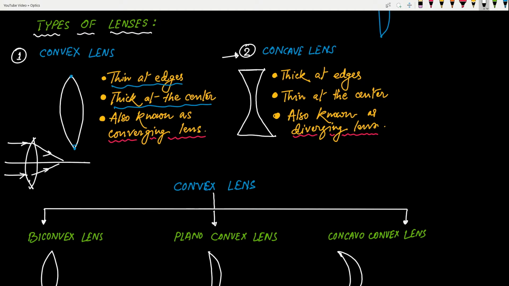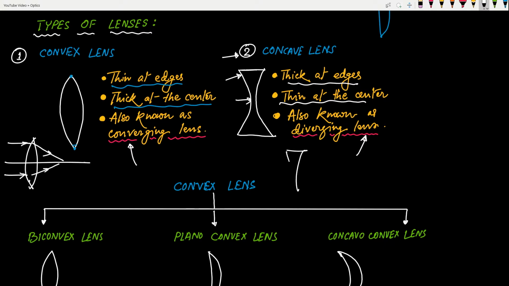If you look into the physical structure of a concave lens, then you will see that it is just the opposite of a convex lens, that is, thick at the edges and thin at the center. So you can see it is thick at the edges and thin at the center, just the opposite of a convex lens. But these lenses are known as diverging lenses. Here it was known as a converging lens, but this is known as a diverging lens.